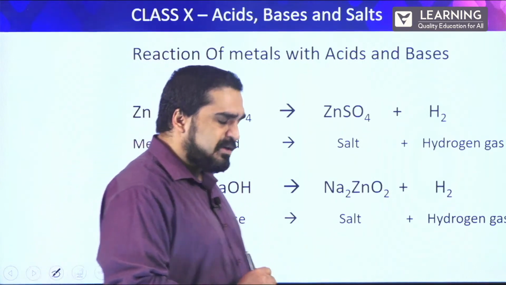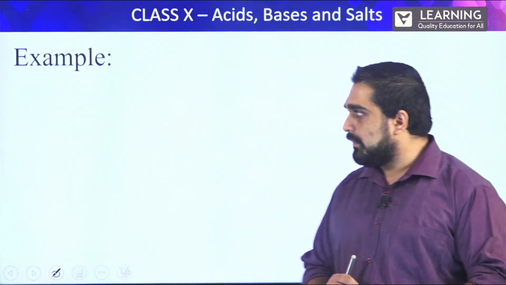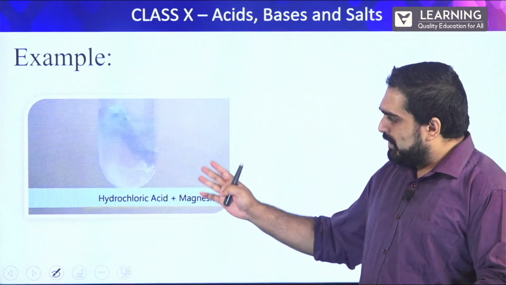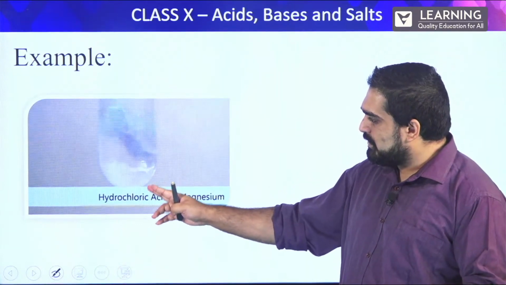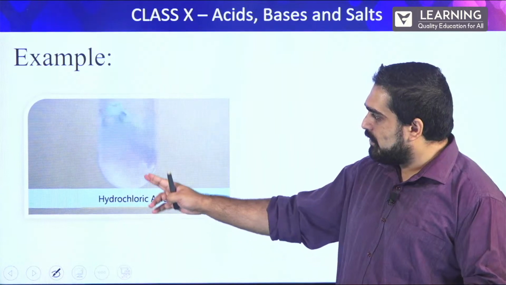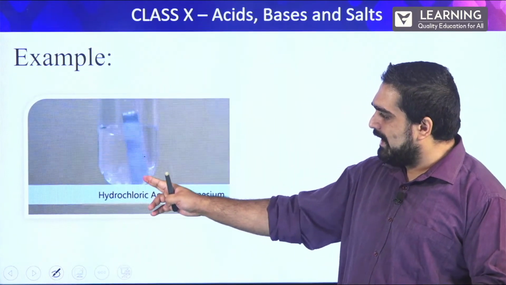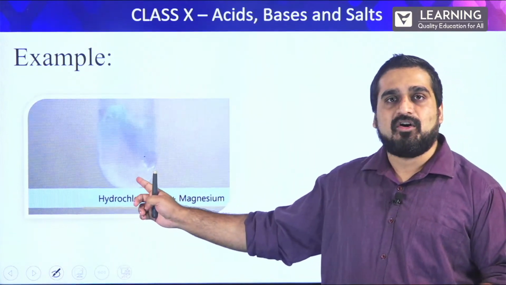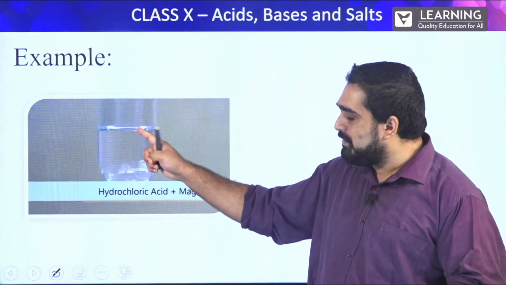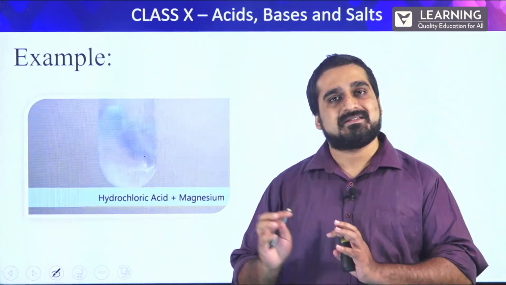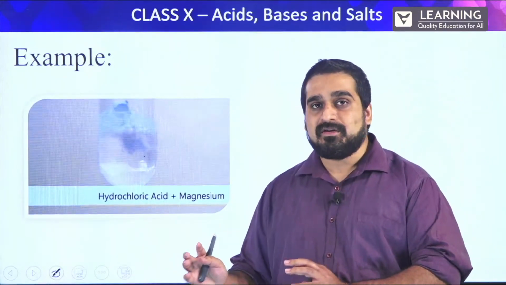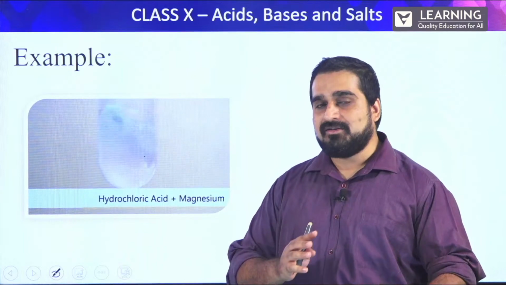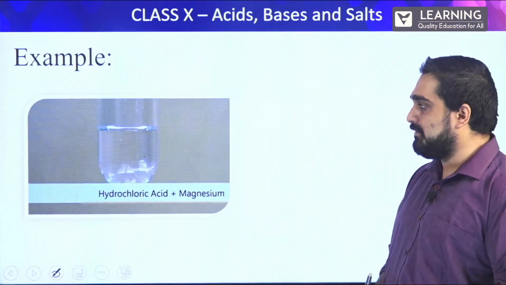Let us look at an example picture where you have magnesium metal immersed in hydrochloric acid. Notice how it readily reacts with the hydrochloric acid, evolving gas. The bubbles are an indication that a gas is evolved. Which gas is it? Hydrogen gas, like we discussed previously.